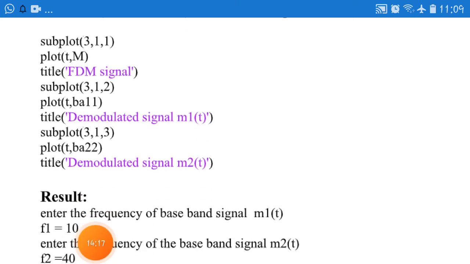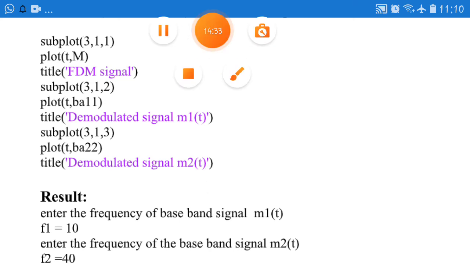Now you have to call subplot 3, 1, 3 figures. The first one is the FDM signal, the second one is the demodulated signal M1, and the third one is the demodulated signal M2. So this is the demodulation of the FDM signal.